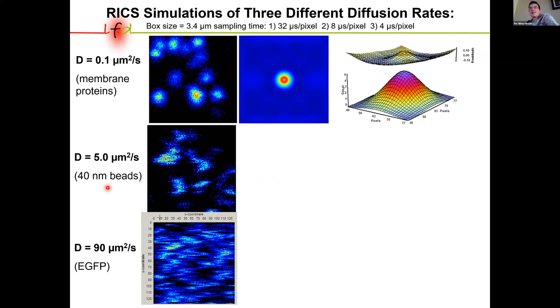Okay, now let's go a bit faster. So the next row is a simulation of diffusing molecules at 5 micrometers squared per second, which, for example, could be beads in an aqueous solution. And now you can already see that there's some distortion in the image. And this is because you're scanning the image line by line, but at the same time, the particles were able to move to a different location. That is why you get this distortion in the pattern.